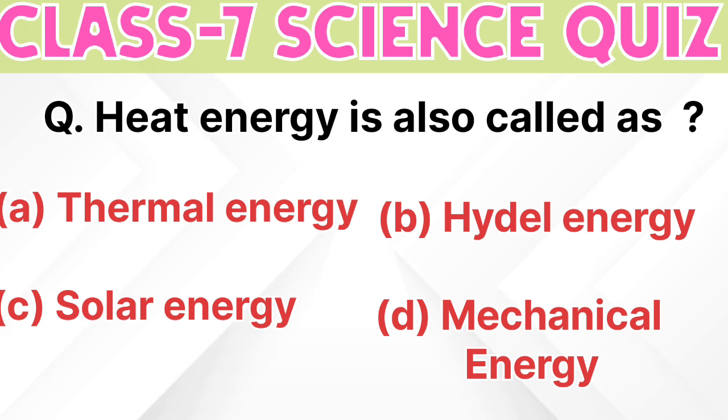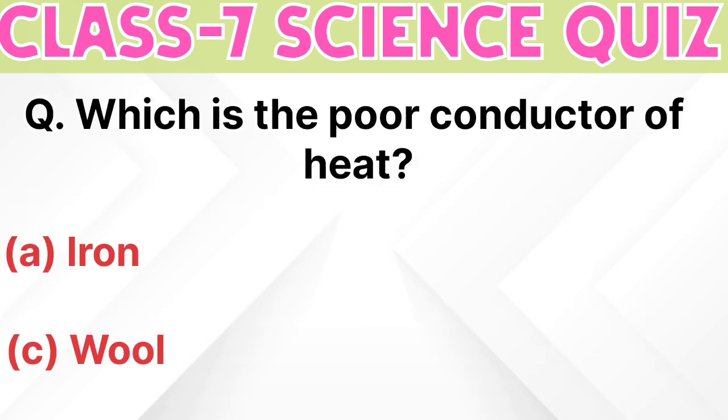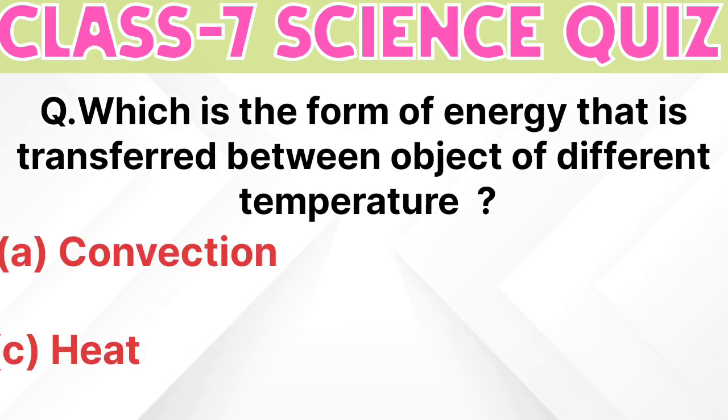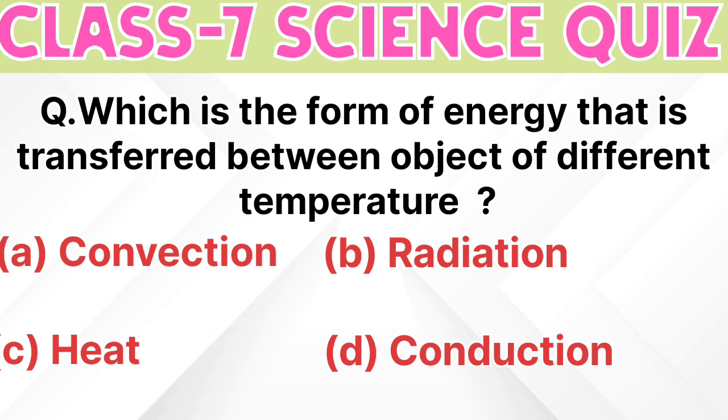Now the next is, which is the poor conductor of heat? Iron, copper, wool, aluminium. The correct answer of this question is C, wool. Now the next question is, which is the form of energy that is transferred between objects of different temperature? Convection, radiation, heat, conduction. Correct answer is C, heat.